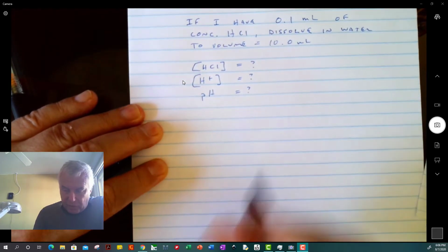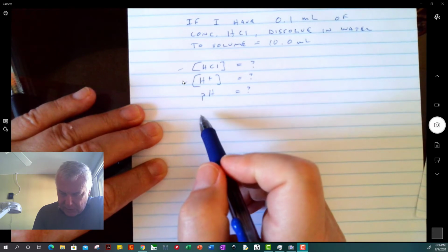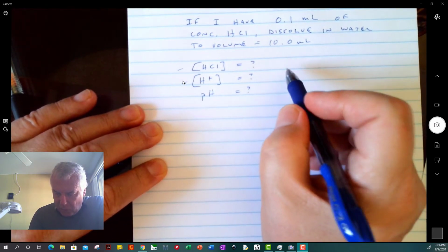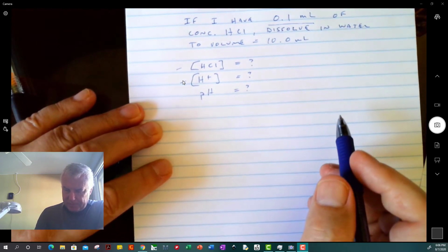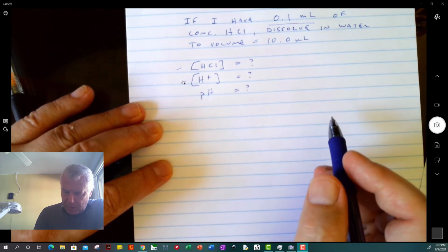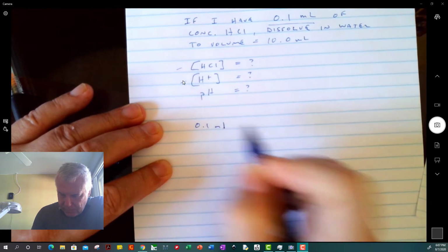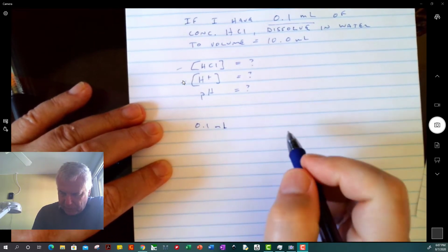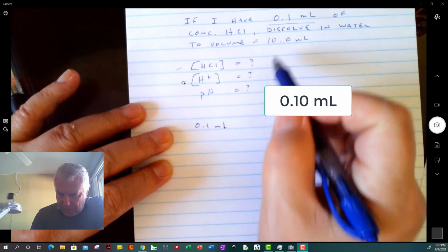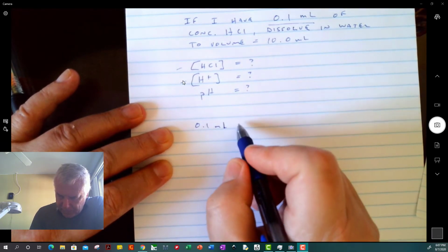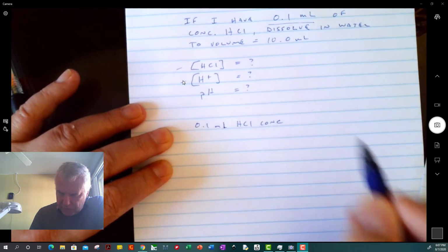So first of all, we know that the HCl concentration and the H+ are going to be proportional to the amount of concentrated HCl, right? So we know that this 0.1 mL is going to be a starting point for us, and we're going to multiply and divide things into that such that we come up with an amount of H+. We're going to call this HCl concentrated solution, right?